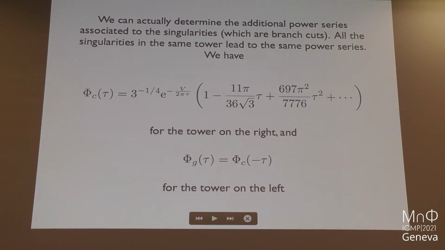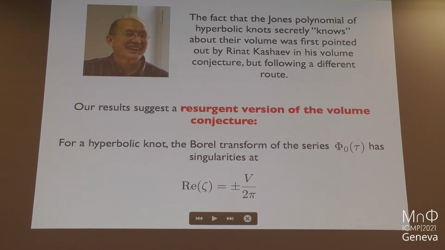And then you can ask, what is all this about? What is all this information telling us? So we found that the resurgent structure knows about a geometric property of the knot that was not explicit in the definition of the Jones polynomial, and we found some new power series. So now the question is, what is all this information about? Now, let me point out that the fact that the Jones polynomial of a hyperbolic knot knows secretly about its volume was first pointed out by Rinat Kashaev from the University of Geneva in his famous volume conjecture.